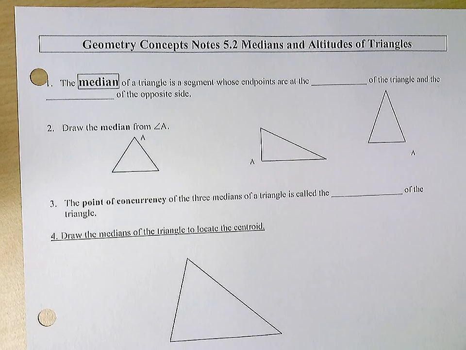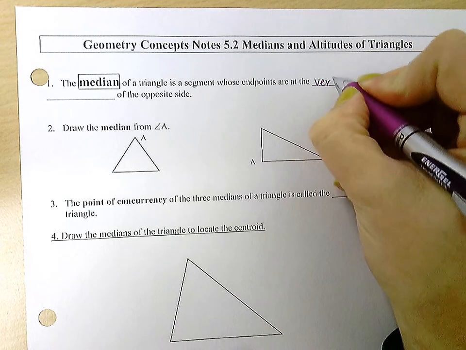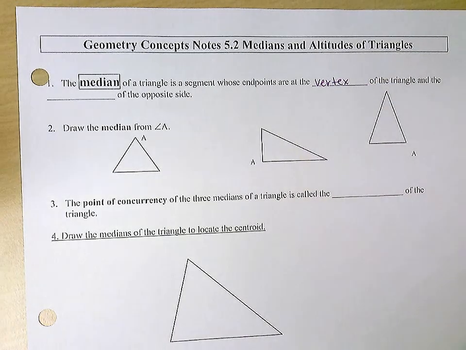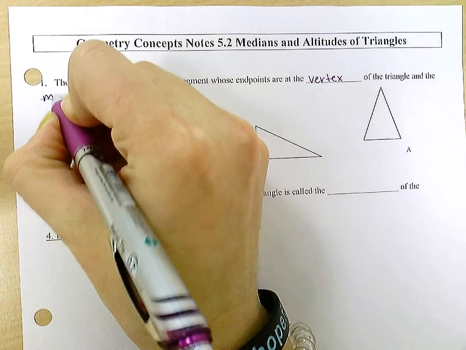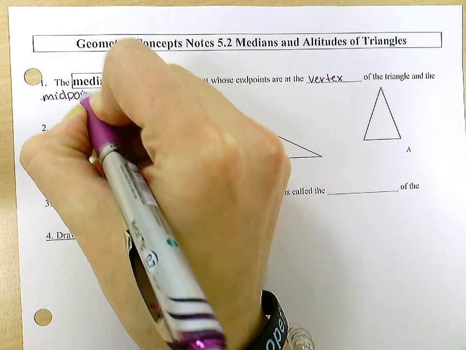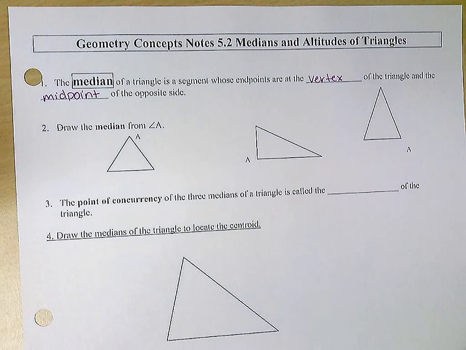So first one I want to go over is a median. The median of a triangle is a segment whose endpoints are at the vertex of the triangle and the midpoint of the opposite side. So we are connecting an angle to the opposite side midpoint. That's what we're going to do for the second part right here. We're going to draw in these medians.